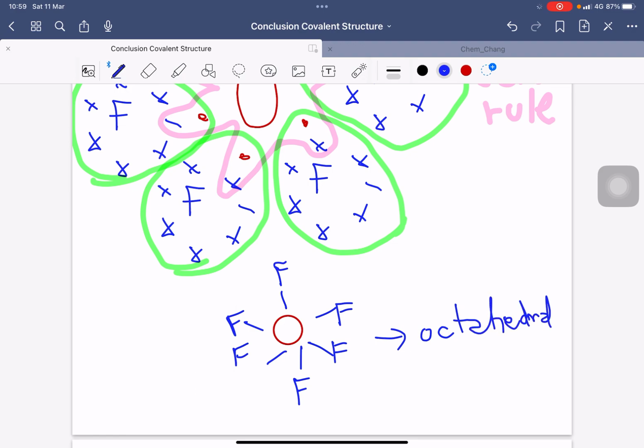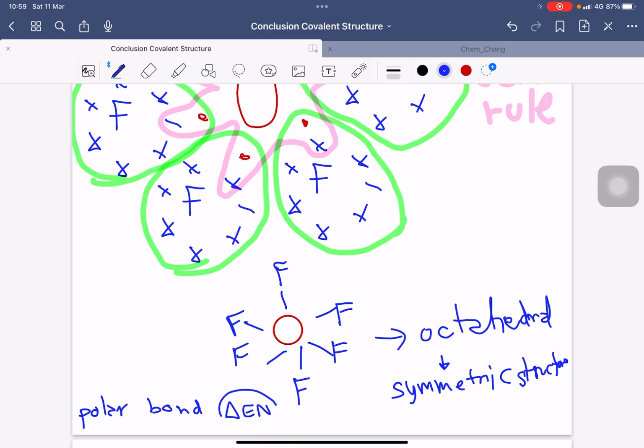And how do we understand this? They will have a symmetric structure. So after you get the symmetric structure, the polar bonds, you have the difference in EN here, like O and F, this one has a difference in EN here.